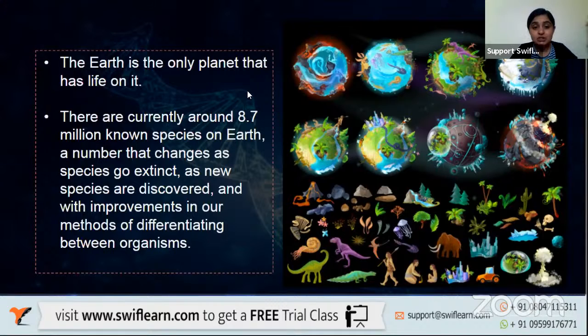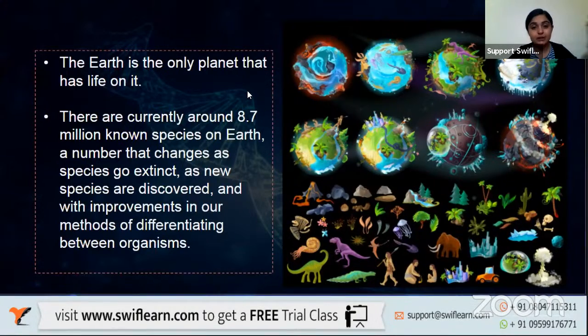As new species are discovered, and with improvement in our methods of differentiating between organisms, sometimes species go extinct and sometimes new ones are added to this 8.7 million. This number is sometimes added to and sometimes decreases. When a species goes extinct, it is decreased. When new species are born or generated through speciation or evolution, and we find them, the number is added to.